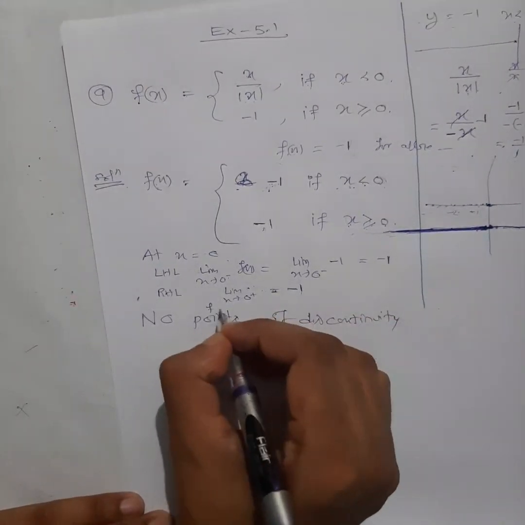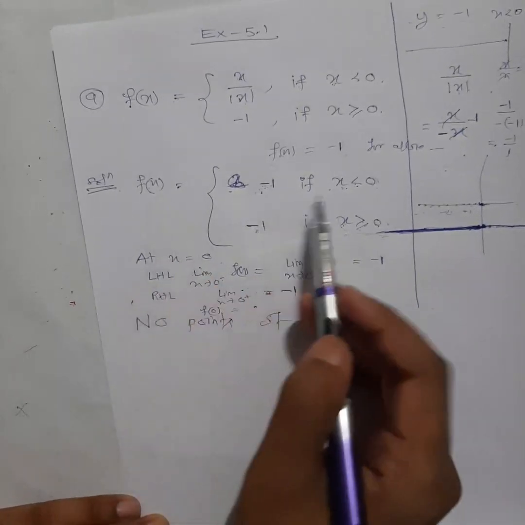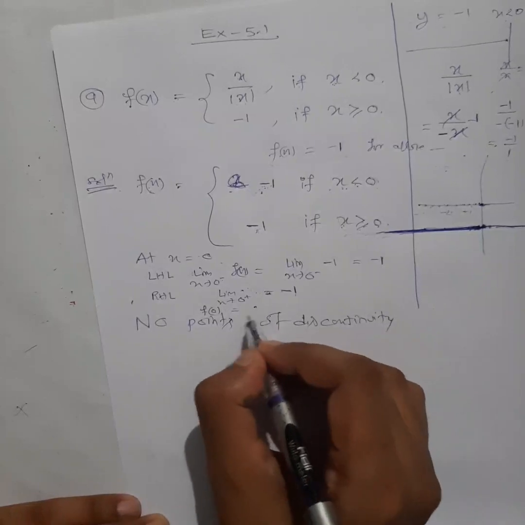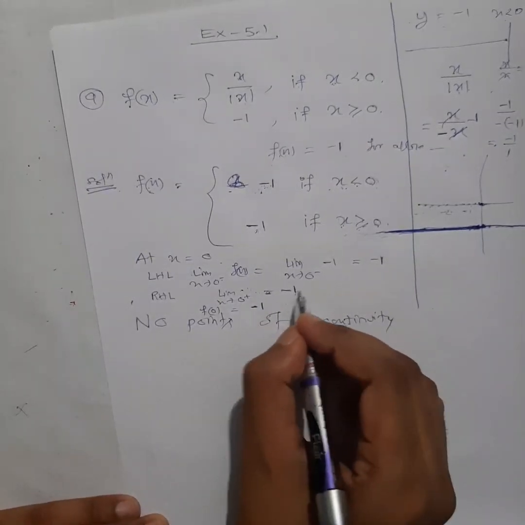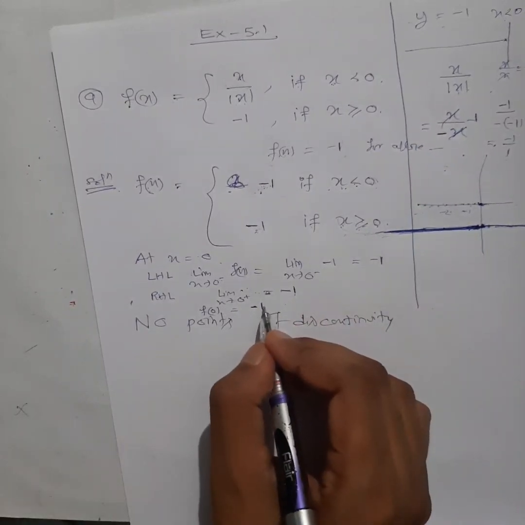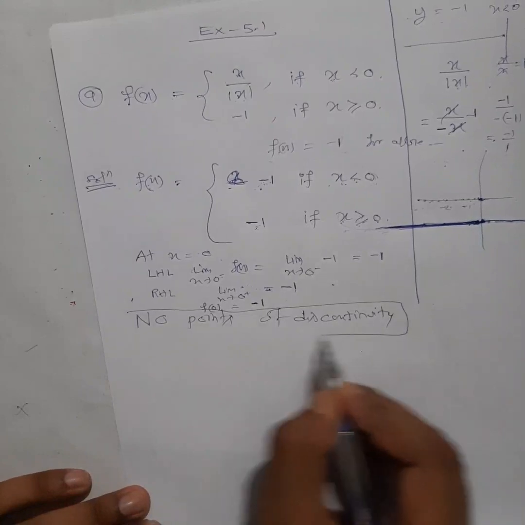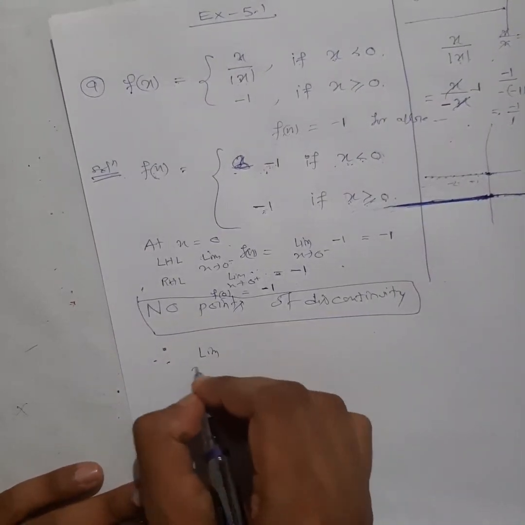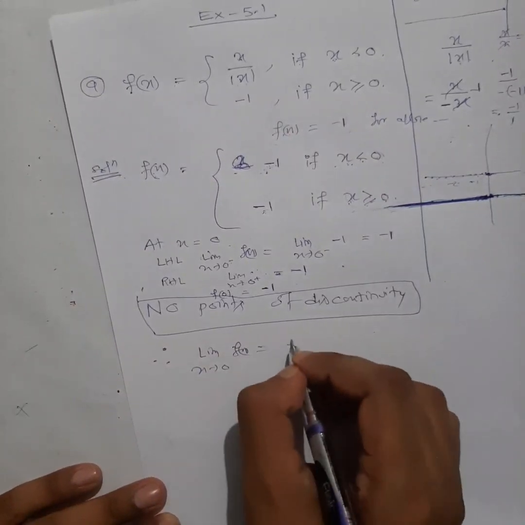Then you find f(0) is equal to how much? If you put x equal to 0, what is your function? Minus 1 only. f(0) will be minus 1. So you can see the left hand limit, right hand limit, and your f(0) are the same. So what will you write? Therefore, limit x tends to 0 of f(x) is equal to f(0).